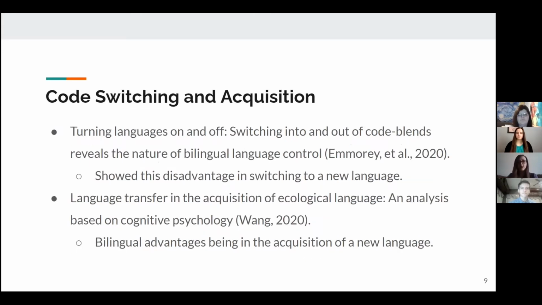We also looked at literature regarding code switching and acquisition of language. With Emory, it showed a significant cost to turn off a language, so switching out, but no cost to turn on a language, so switching into. The results for the second study also showed that language transfer is helpful to the acquisition of a second language if the learner is aware of the similarities and differences between the two languages and willing to transfer the knowledge and skills of the first language to the second language learning.